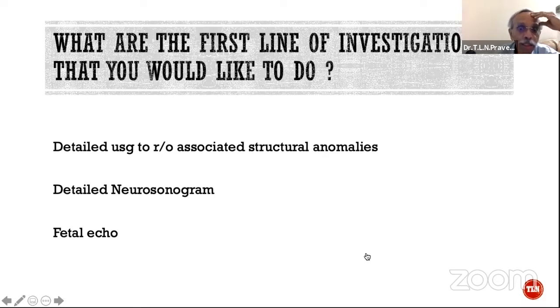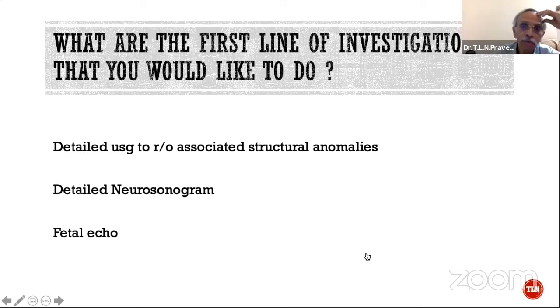And the most important thing is, because there is a feature which is suggestive of a mild dilatation of the ventricle, it's also essential to rule out extracranial abnormalities by evaluating the whole of the fetus. That is one aspect of the examination as far as ventriculomegaly, because you may have certain associated abnormalities which have to be picked up as far as the extracranial situation is concerned.